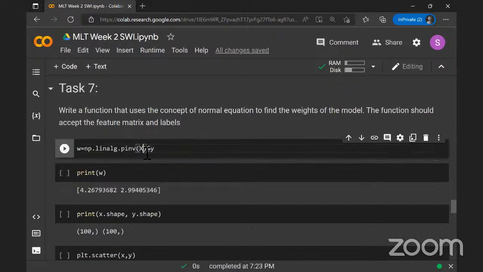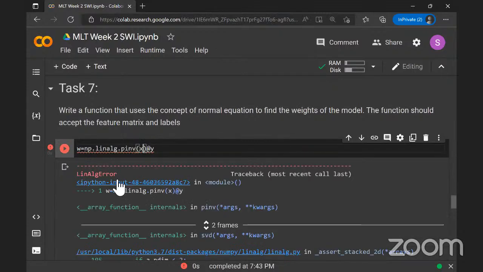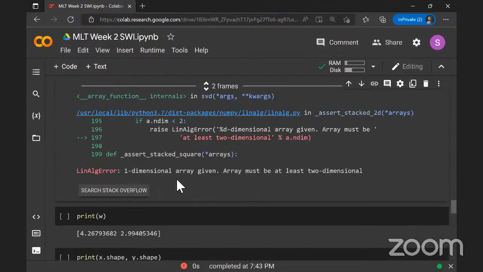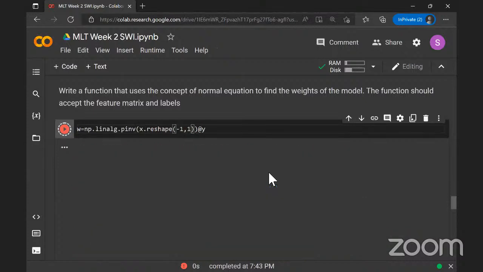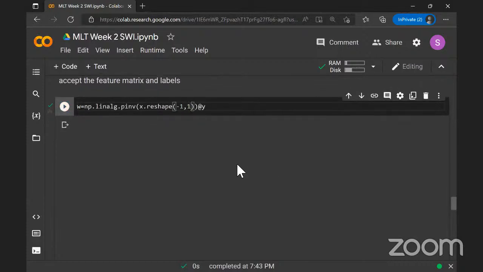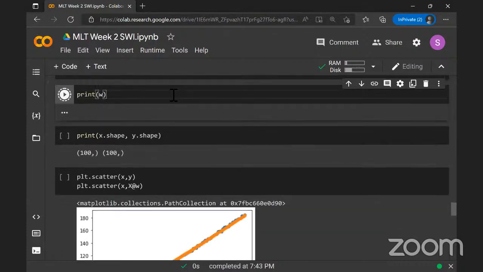We have Y and we have X also. So let's compute our W. So what is the mistake? One dimensional array is two dimensional. Reshape to -1, 1. Then we get W.